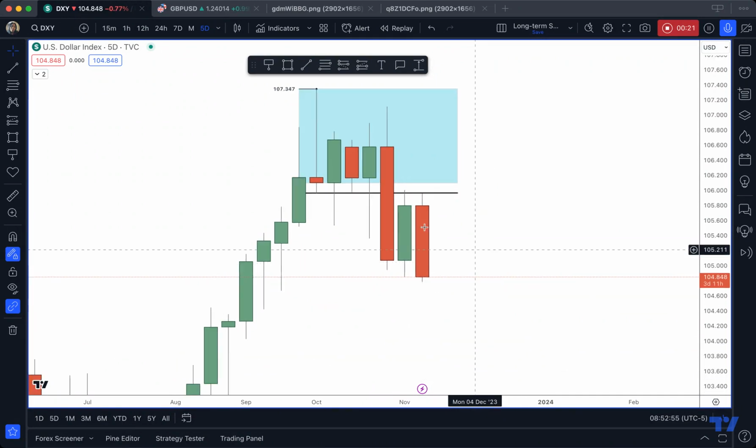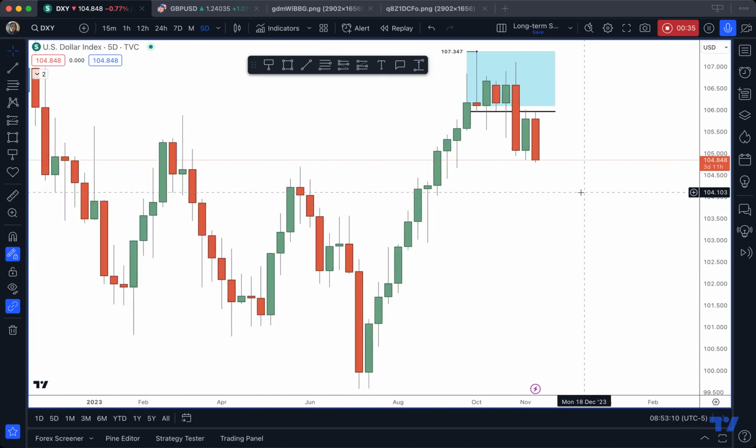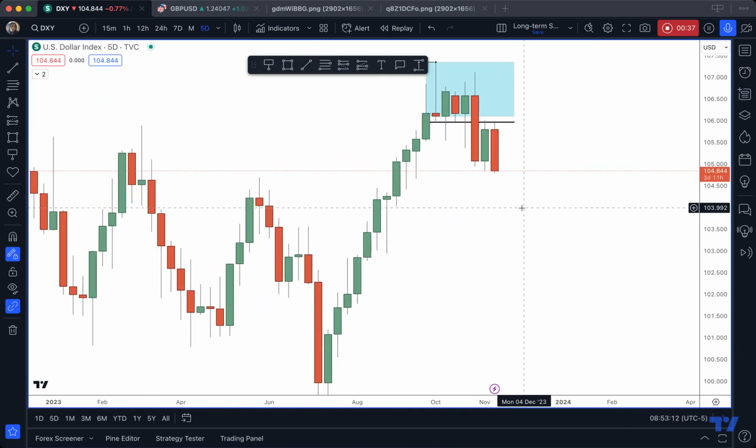So, the dollar a few weeks ago created this beautiful inverted hammer here at 107.347. Now, that's a bad candle right there. That's a really bad candle. And by bad, I mean good. Now, let's talk about why this is a good candlestick, okay? Let's go back in time.